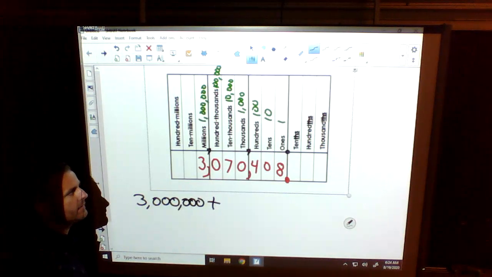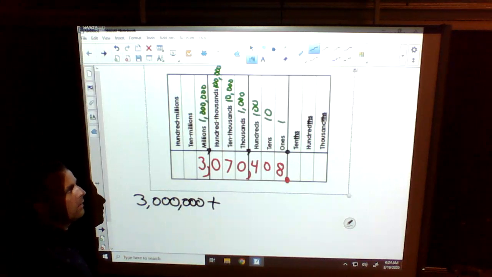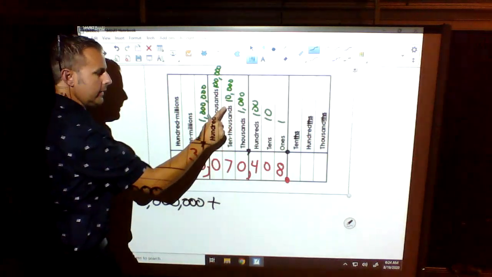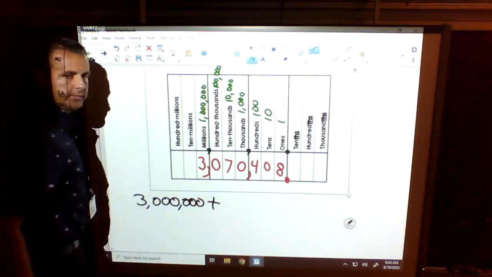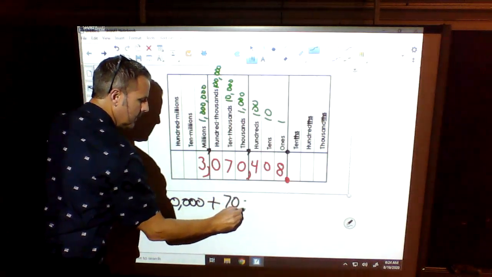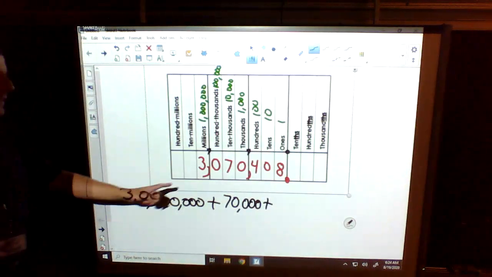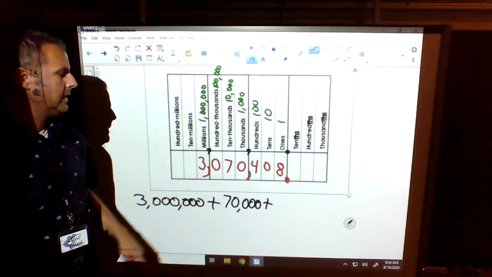So with the 3 million, we are going to add 7 what? Well, what column is it in? It's in the 10,000s column. So instead of having 10,000, we have 7 10,000s. 7 10,000s is 70,000. So we add 70,000 in because this is 70,000.